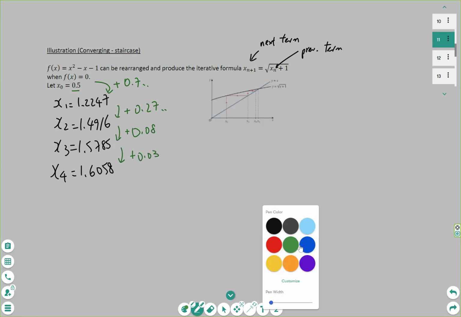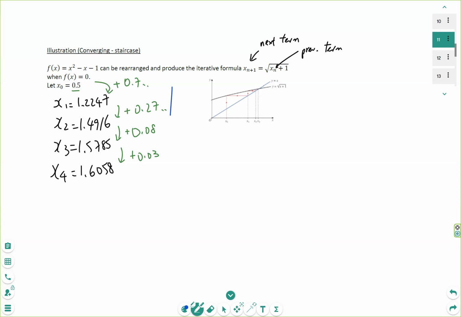So what do we notice about the gap? The gap is getting smaller. If you look at the staircase, which makes sense, you can see gap number 1, gap number 2, gap number 3, gap number 4 getting smaller and smaller. So where's the solution? Here's the solution.